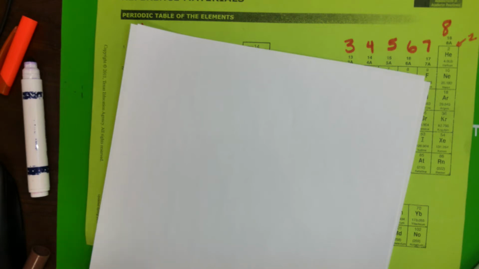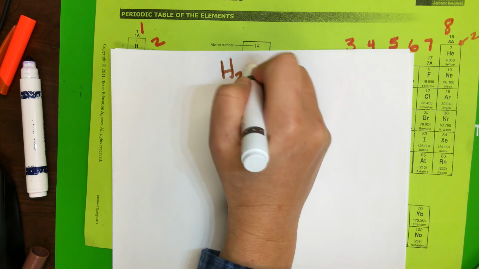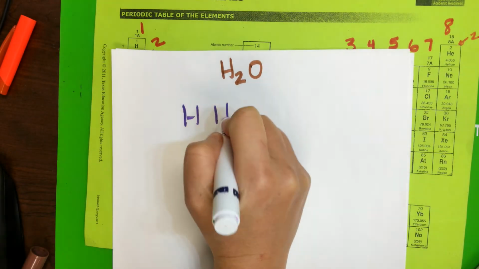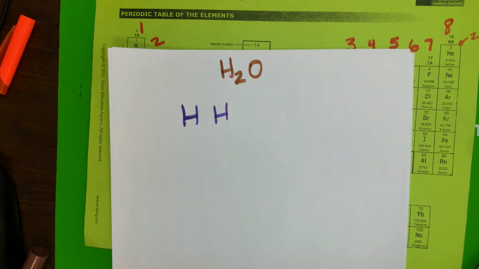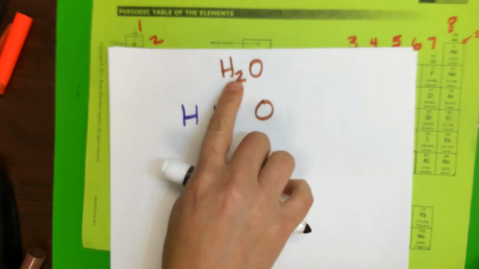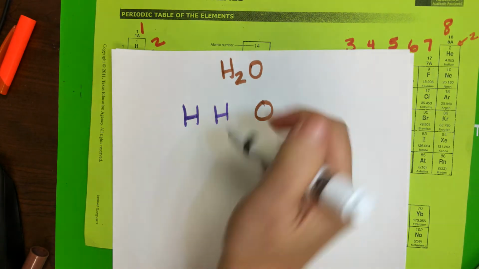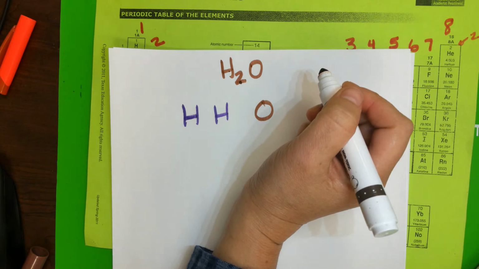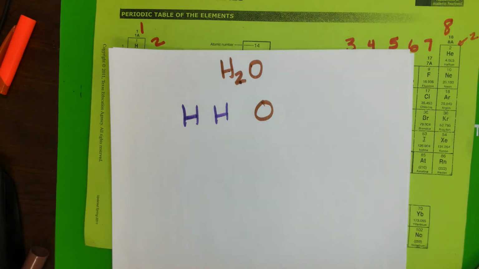Okay, our next example is going to be H2O. So H2O is water. So that means it's 2 hydrogens, and then it's going to be 1 oxygen, right? Because that's 2 and that's 1 oxygen. Remember, this little subscript belongs to this. Okay? So I should put that one in purple.